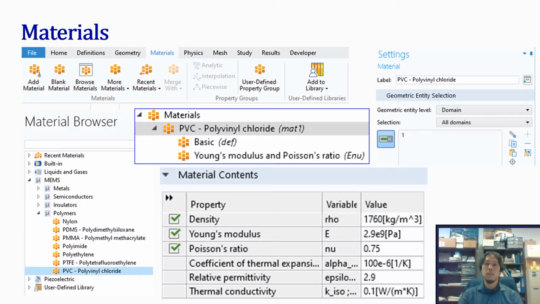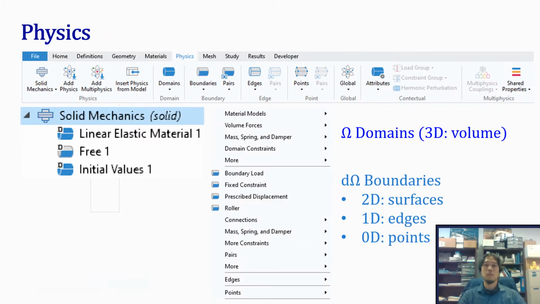Materials are selected and assigned to the domains. Material properties required for the selected interface are checked. In the solid mechanics interface, density, elastic modulus, and Poisson's ratio are needed. Different physical properties nodes can be added depending on the selected interface. In 3D spatial dimension, domain level nodes in 3D volumes, boundary nodes in 2D surfaces, 1D edges, 0D points are assigned and configured for the model.